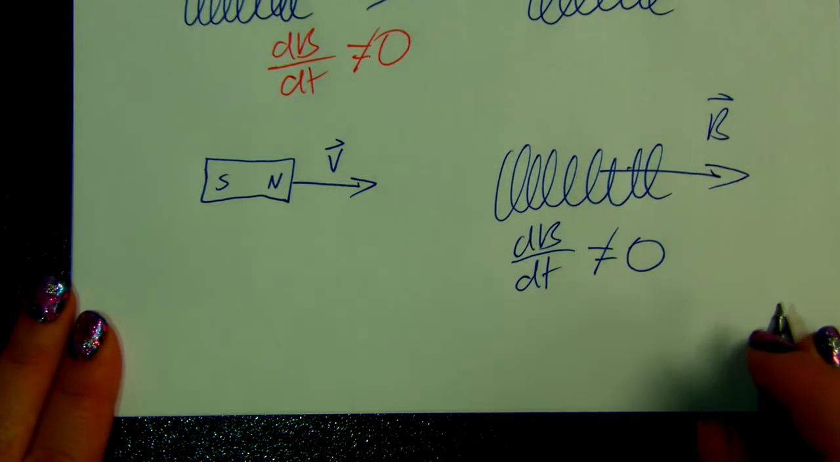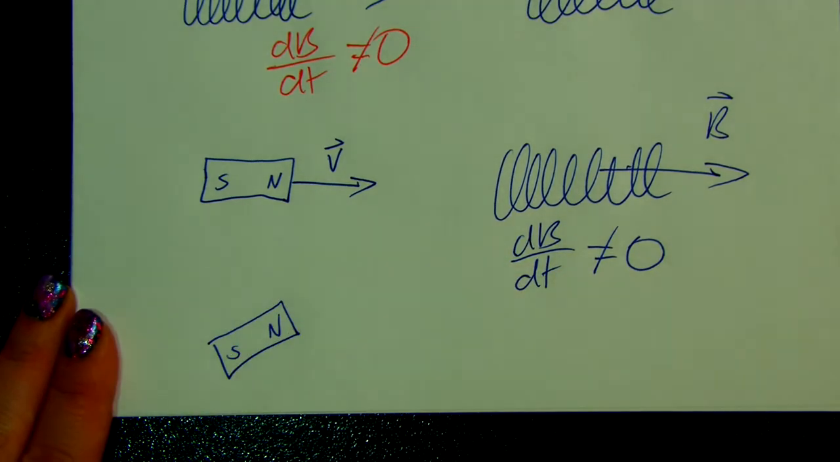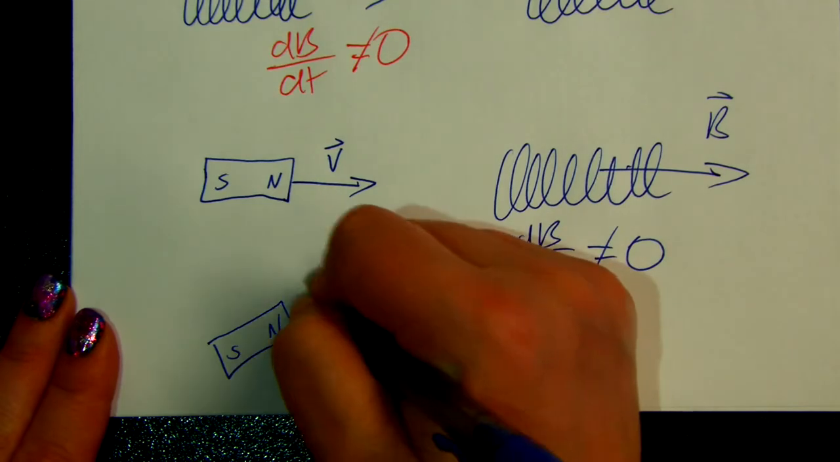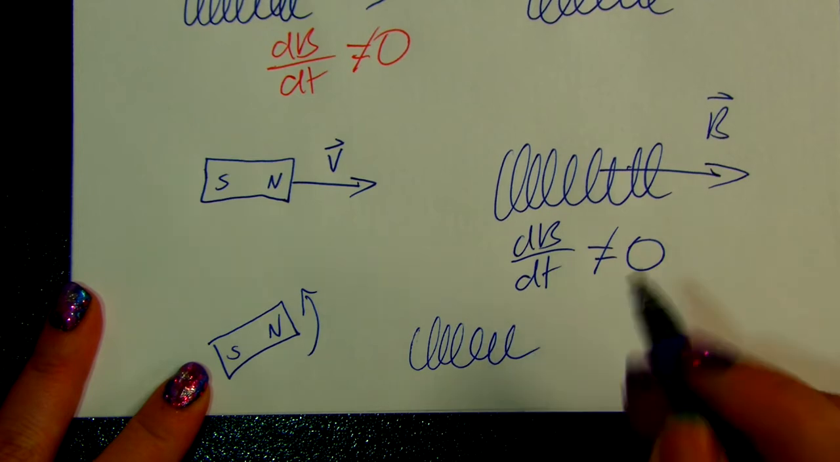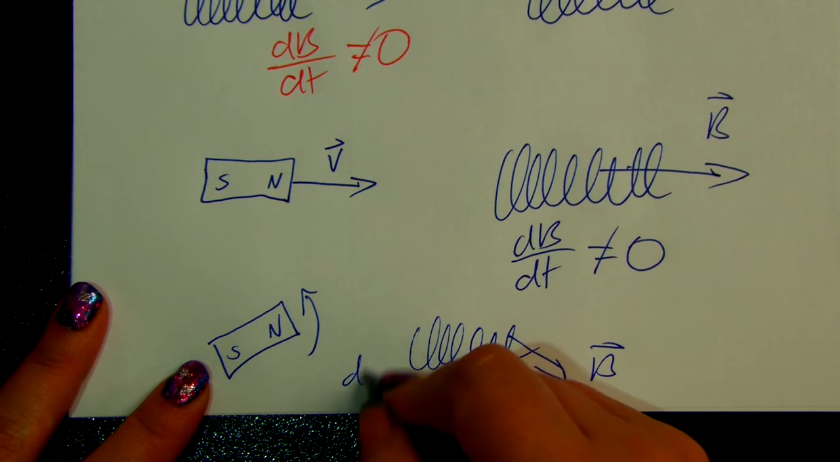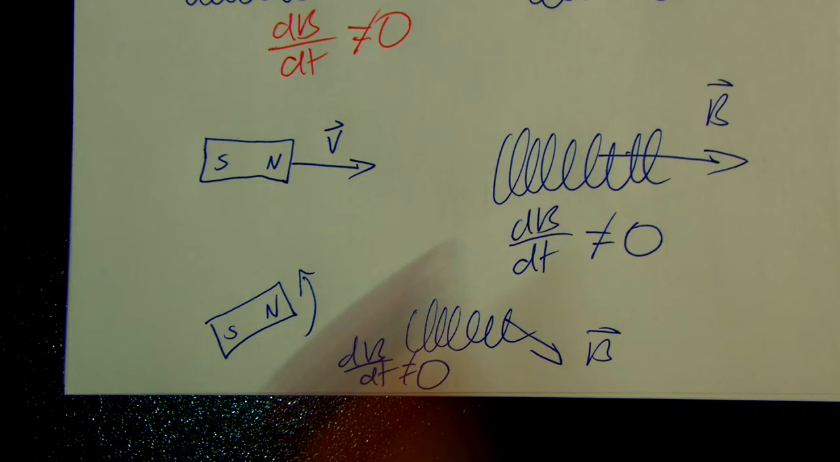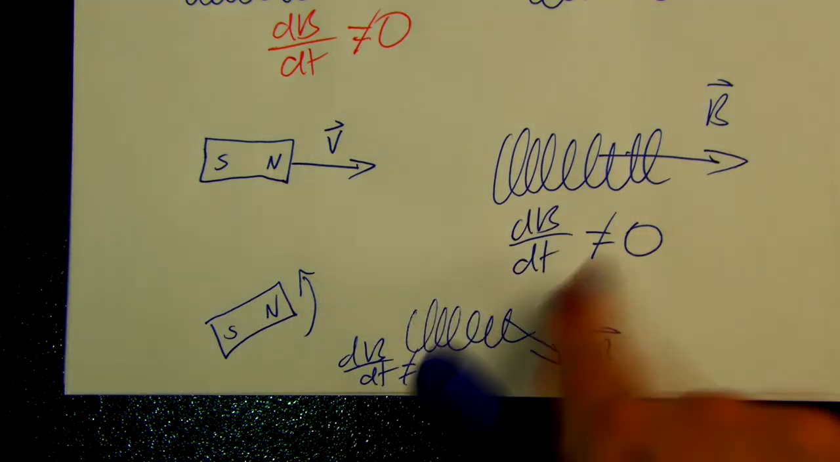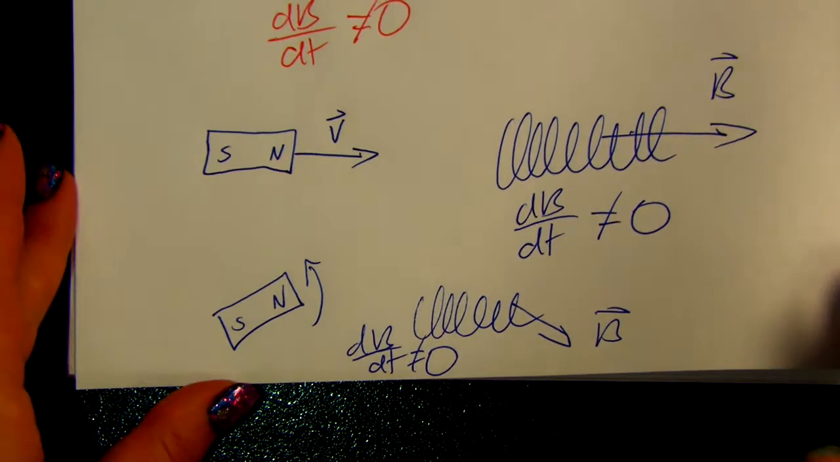And then, of course, you can also have a situation where you take a magnet, and this is often what's done to generate currents, and you spin it. So let's say you had a coil of wire here. Once again, this would generate a time-varying magnetic field. So this coil would be experiencing a constantly changing magnetic field, which then would drive a current through it.